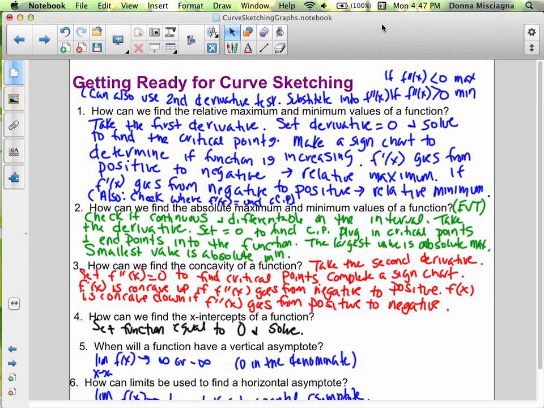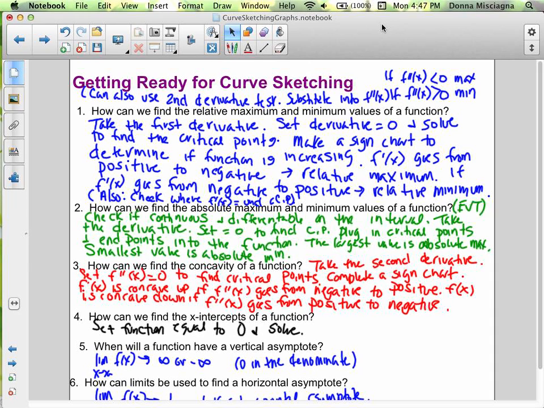And you can also use the second derivative test by substituting your critical points into f double prime of x. If f double prime of x is less than 0, it's negative, it's a maximum. If f double prime of x is greater than 0, it's a minimum. And we just saw that in the last podcast.